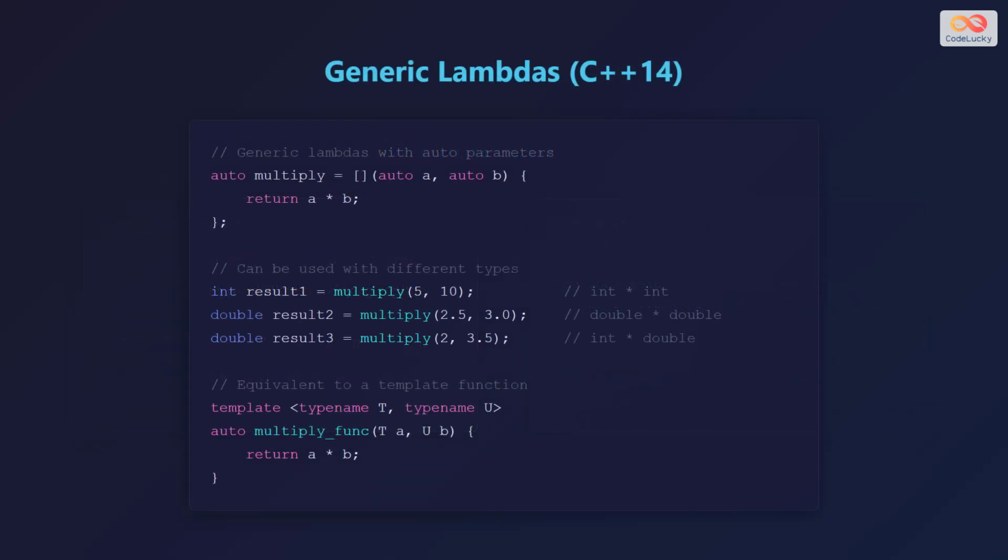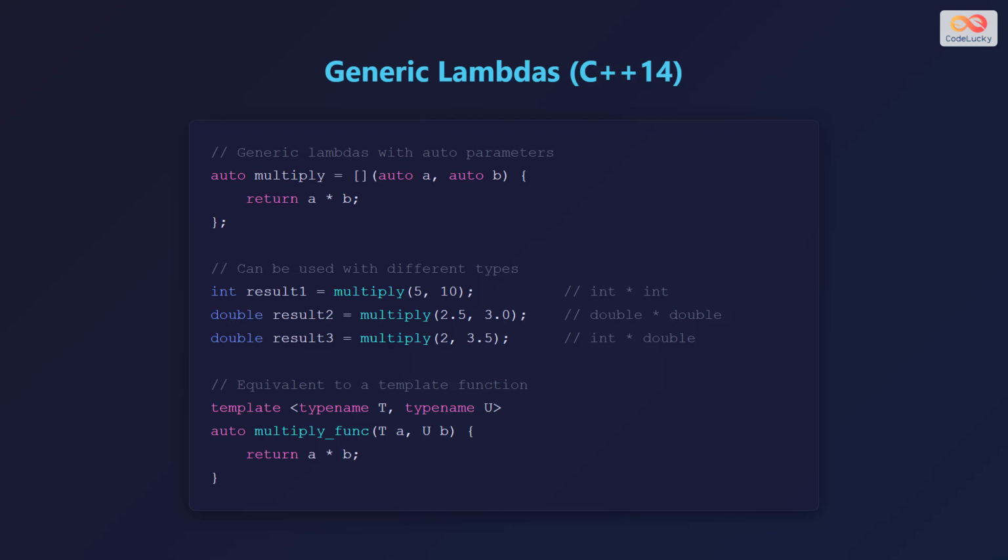Generic lambdas, introduced in C++14, enhance lambda expressions by allowing the use of auto parameters. This feature enables lambdas to work with different types without explicitly specifying them. Let's look at the code example.